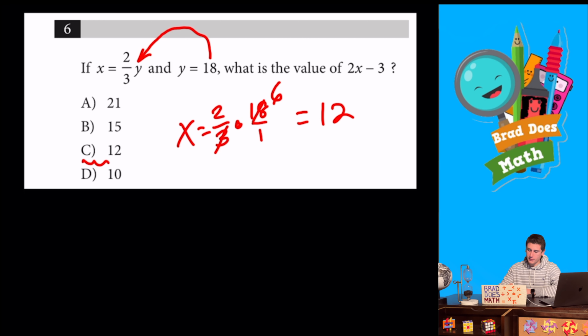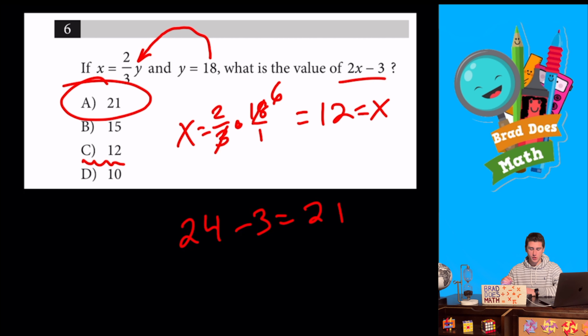Now, look how they give us the trap answer of 12. That's always going to be the case. If you solve for x and they're not asking for x, they will give it to you as an answer. Don't pick it because they ask 2x minus 3. If x equals 12, we just plug it right in. 2x is 24, and then minus 3 gives us 21. Do not fall into the trap.